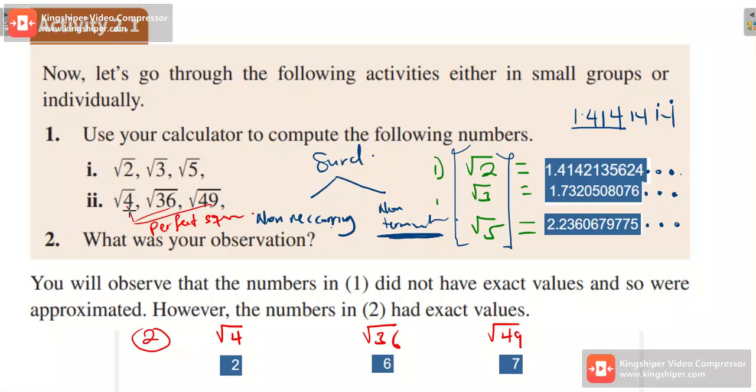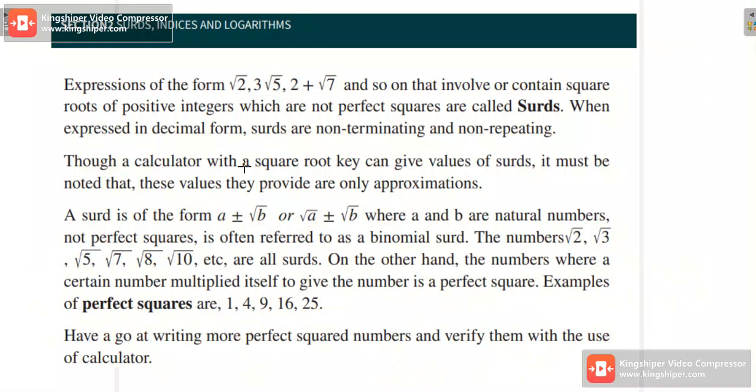Because 2 times 2 will give you 4, 6 times 6 will give you 36, and 7 times 7 will give you 49. Therefore, these numbers will produce a natural number, and natural numbers are not surds. Therefore, these values are not surds, but these ones are surds. Let's get that clear. Now let us continue.